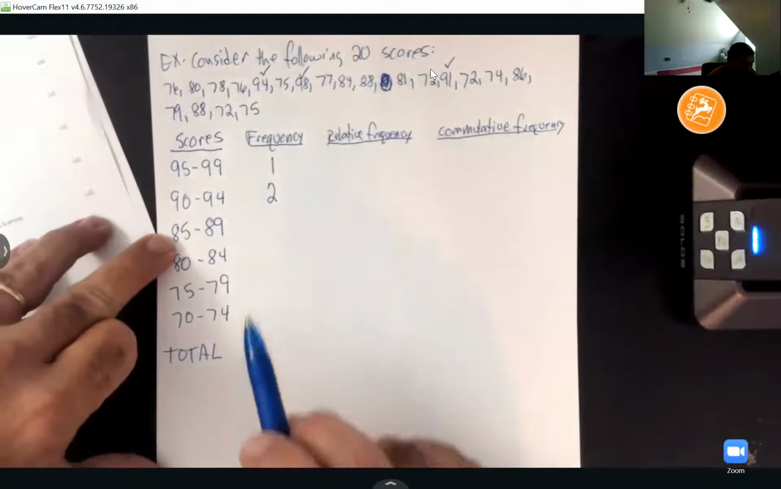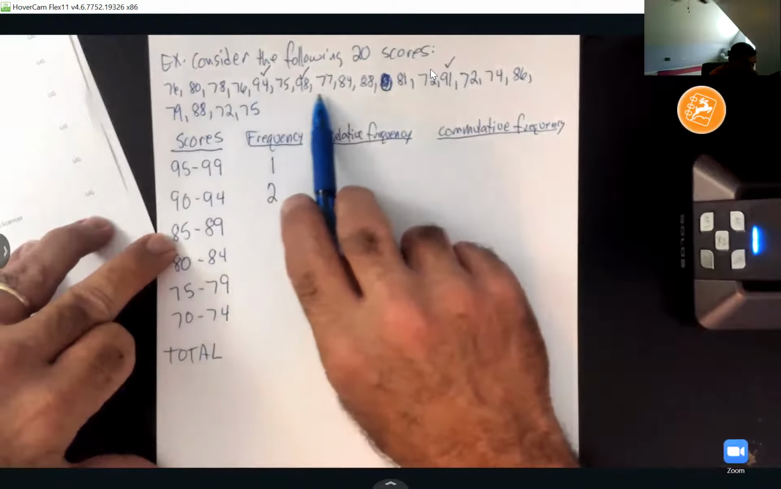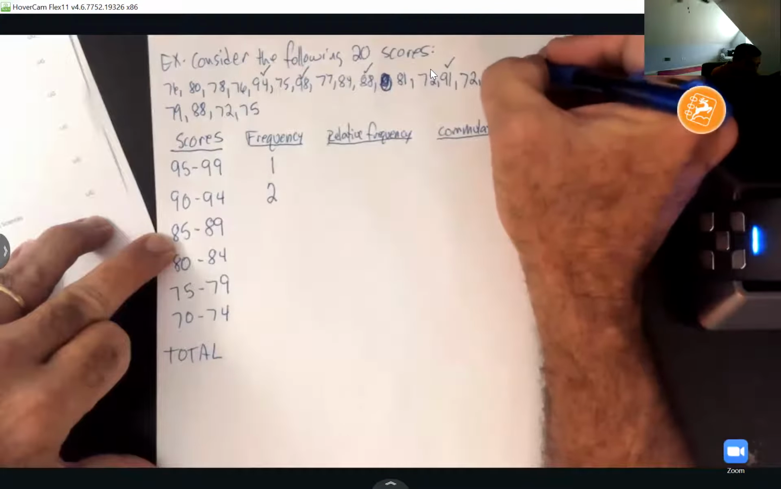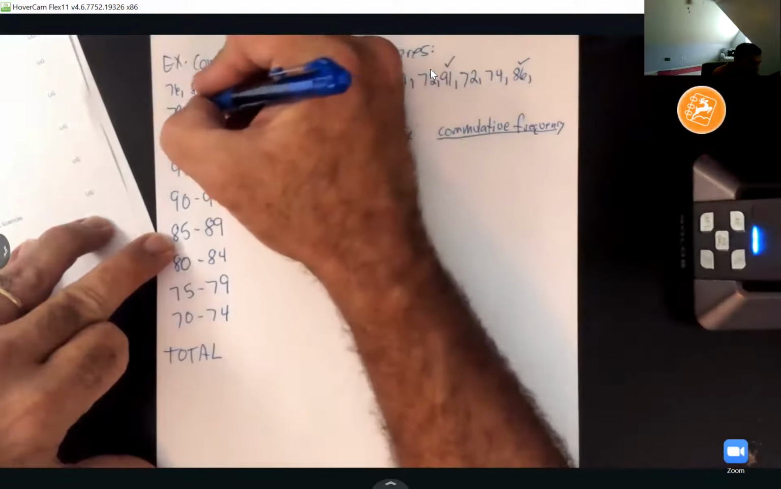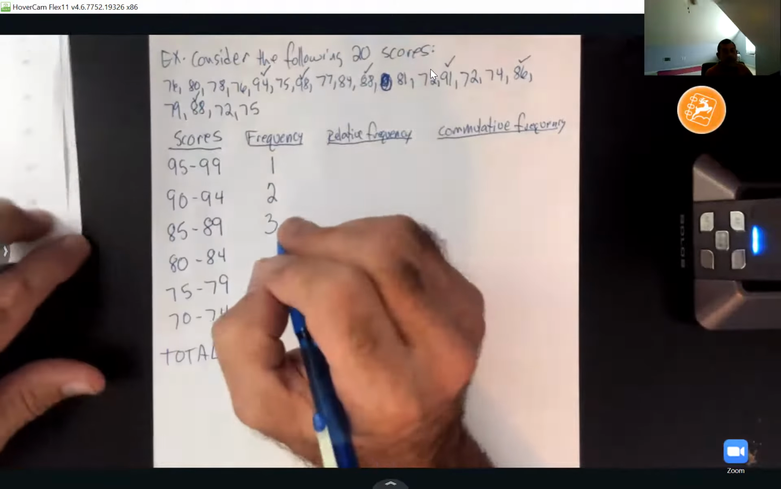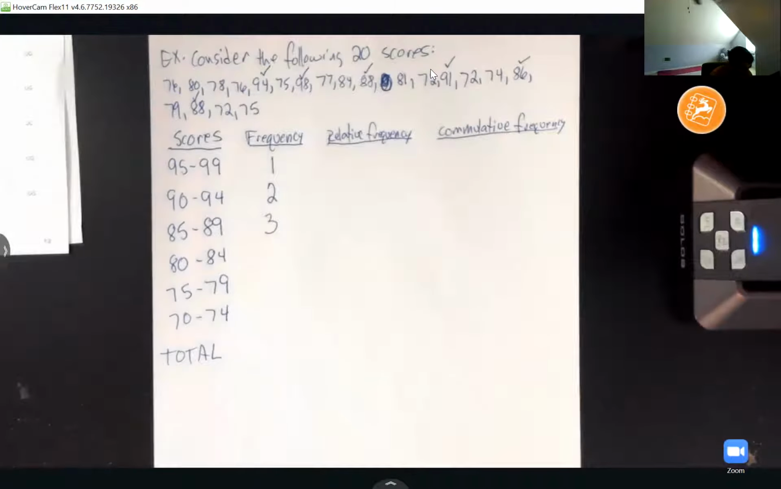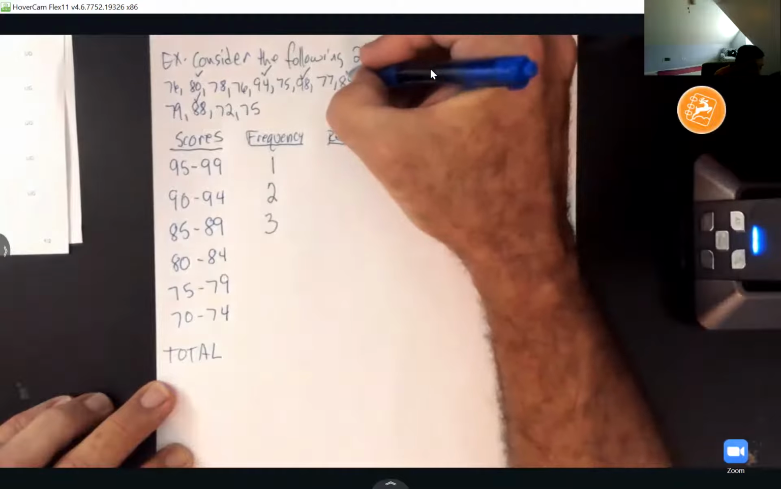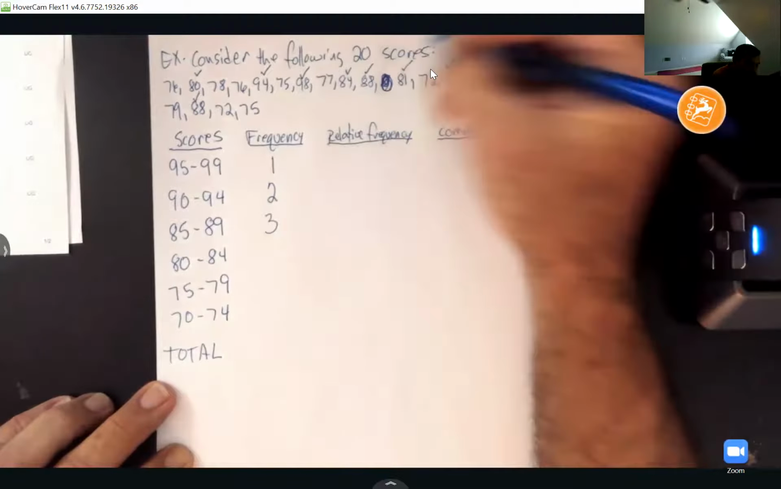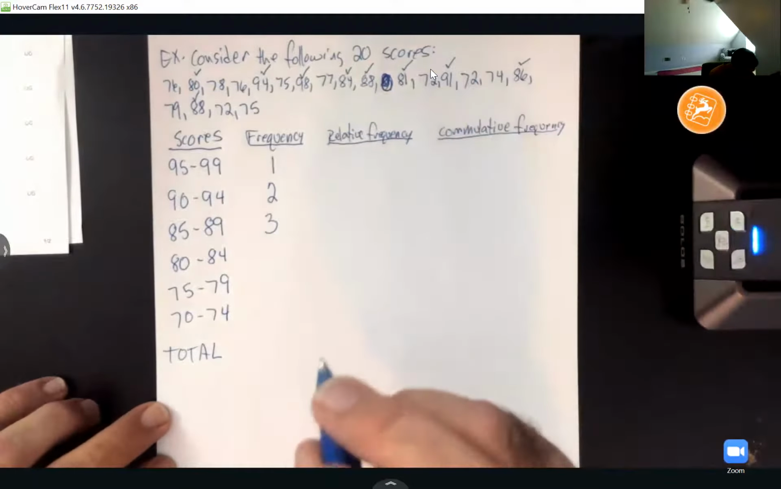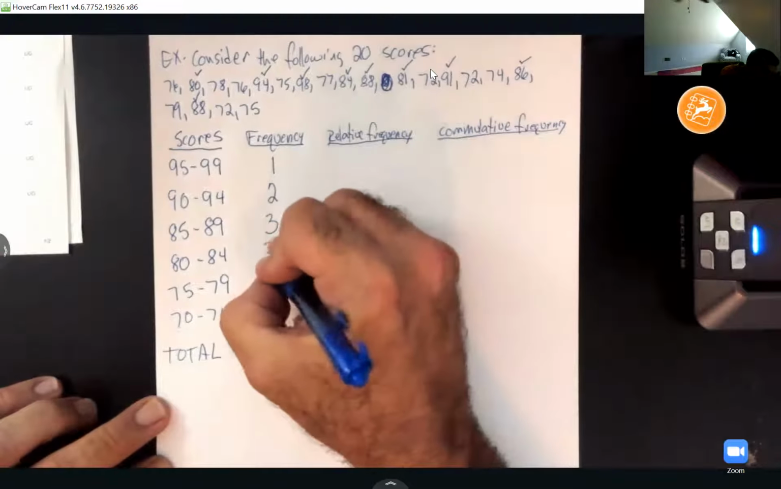Right, I'm looking for 85 to 89. So let's see. I got 88, that's 1. 86 is 2. 88 is 3. So I got 3 scores between 85 and 89. All right, next is 80 to 84. So I got 80, 84, 81. So it looks like 3 of those.